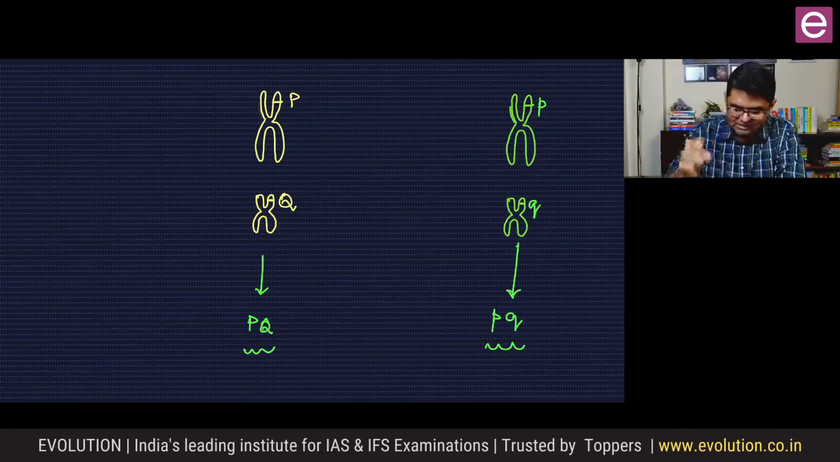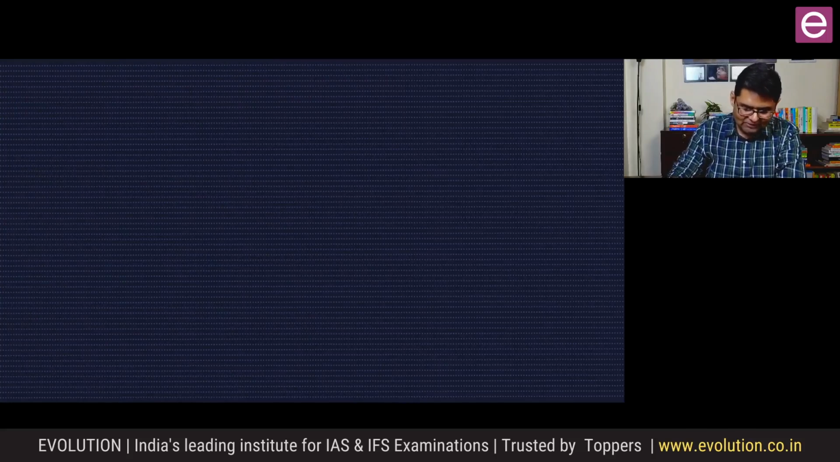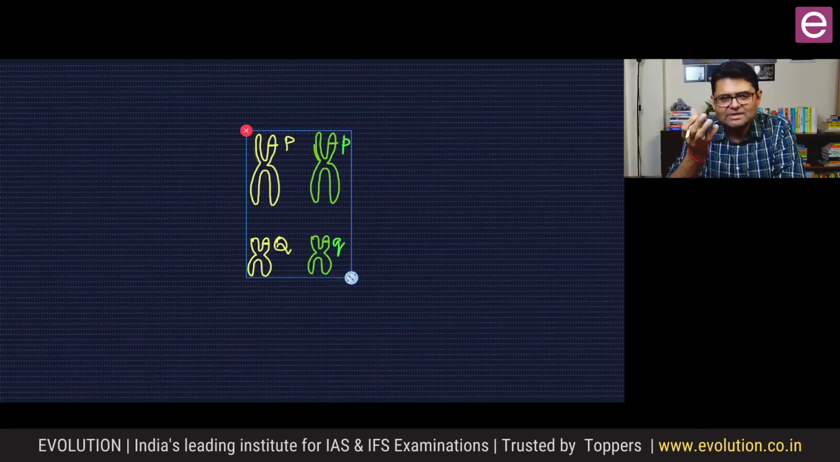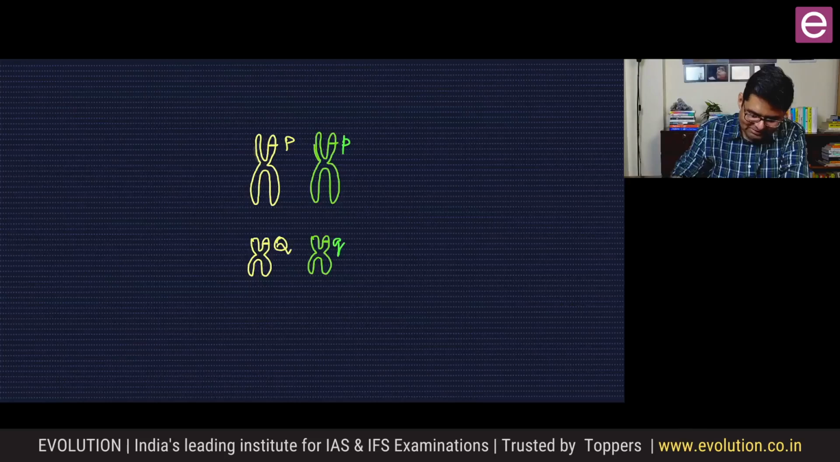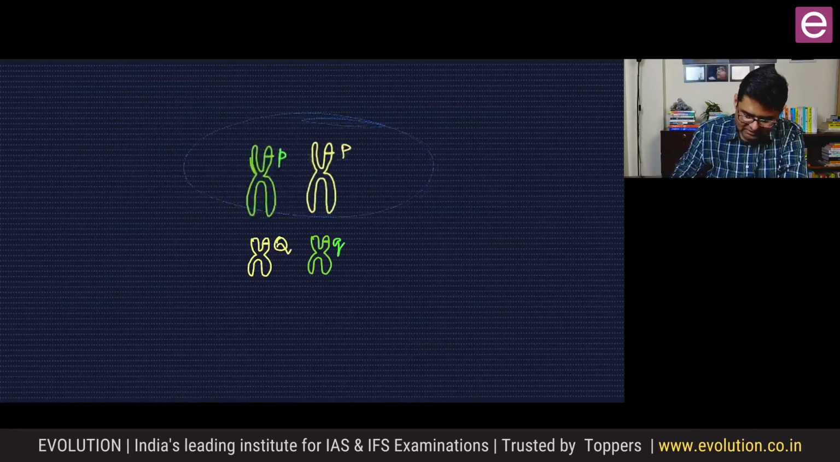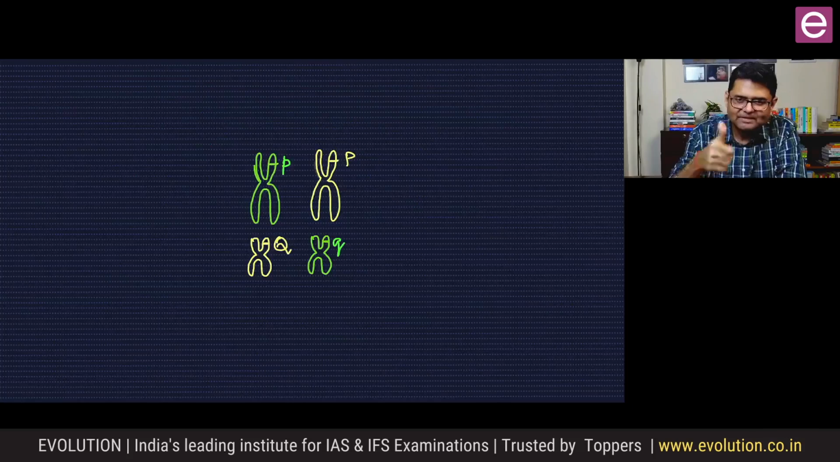But is it not possible that in some other cell, like when gametes are getting produced, a lot of cells are going to go through meiosis, not just one cell. So is it not possible that in some other cell, this is how these chromosomes have aligned on the metaphase plate? Is it not possible? Yes, no, just show a thumbs up like this.